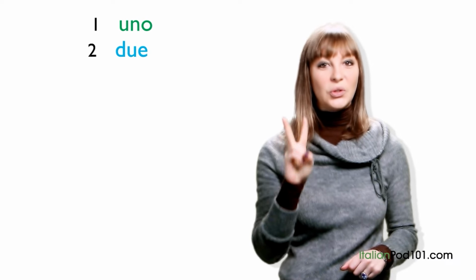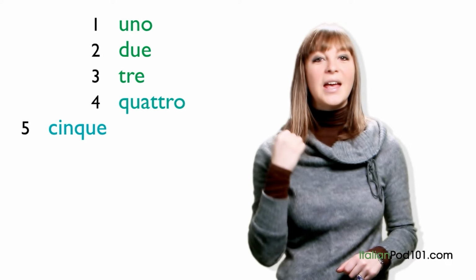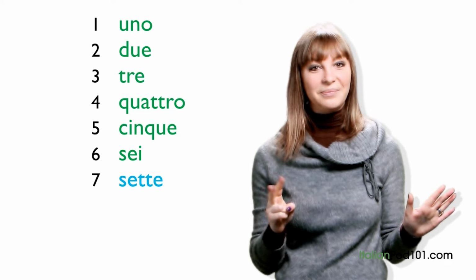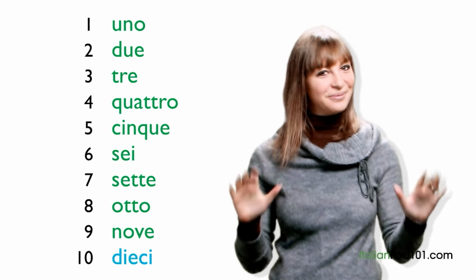In the last lesson, we learned some words used when apologizing in Italian, including scusi and mi dispiace. Today, we are going to learn numbers. Are you ready? Allora, cominciamo! So, let's start. Uno, due, tre, quattro, cinque, sei, sette, otto, nove, dieci.